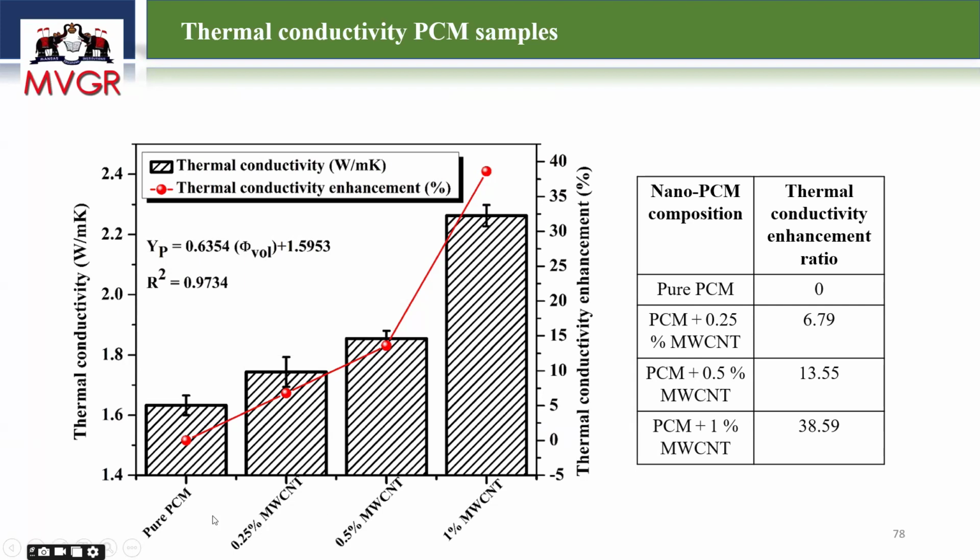If you mix different fractions, suppose you mix 0.25, it is increasing, and 0.5 multi-wall carbon, increasing, and 1% if you are adding, it is also increasing. So finally, with 1% multi-wall carbon nanotubes added, a 38.59% significant improvement was observed over here.